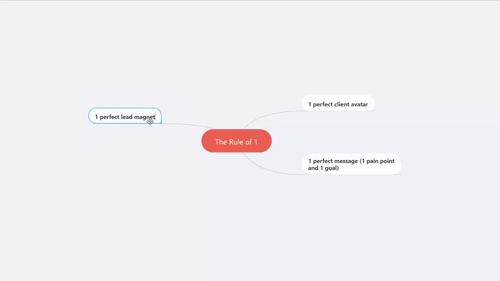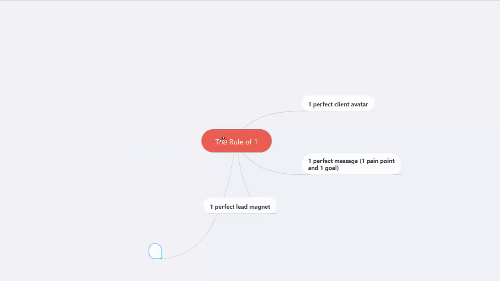And your one perfect lead magnet is going to take into consideration your ideal client, your ideal avatar's pain point and goal, and the message that you crafted. Your lead magnet is going to address that number one pain point and that number one goal. It's going to be the first thing that really gets people into your sales and marketing funnel. So it's extremely important that you get this right.